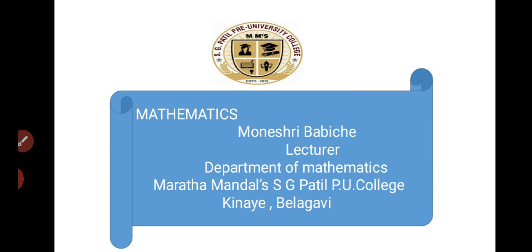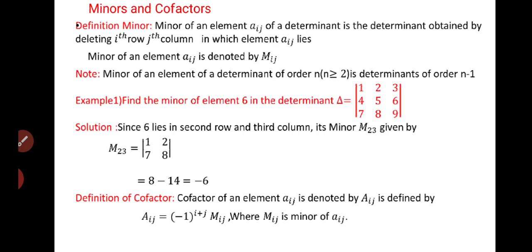This is my sixth session of the topic determinant. In the previous class, we studied the area of a triangle using determinants. We discussed examples on it. In today's class, let us start with minors and cofactors.